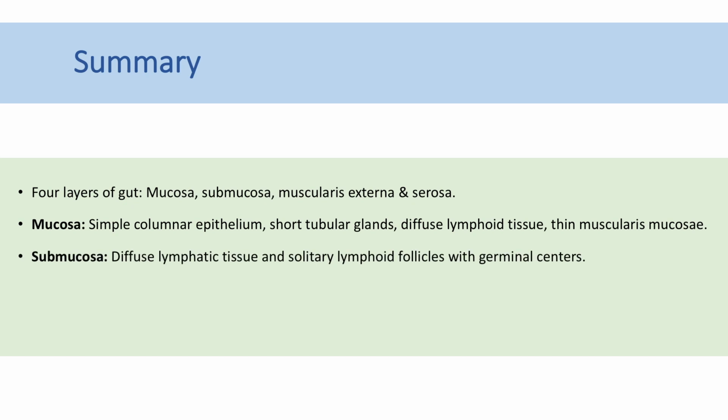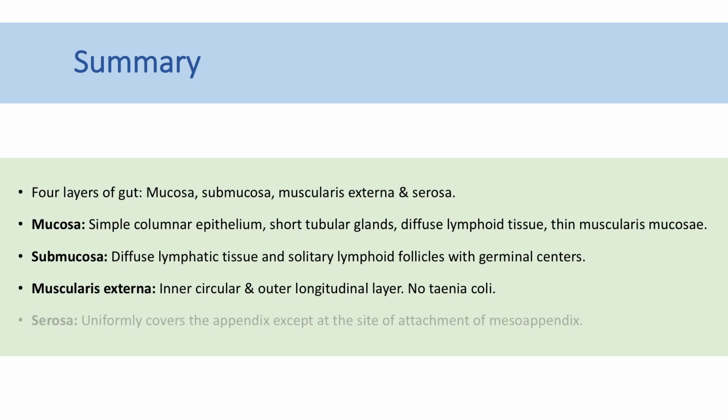Submucosa shows diffuse lymphatic tissue and solitary lymphatic follicles, some of which may show even germinal centers. Muscularis externa has thicker inner circular layer and a thinner outer longitudinal layer. Taenia coli are absent. Serosa uniformly covers the entire appendix except at the site of attachment of mesoappendix.